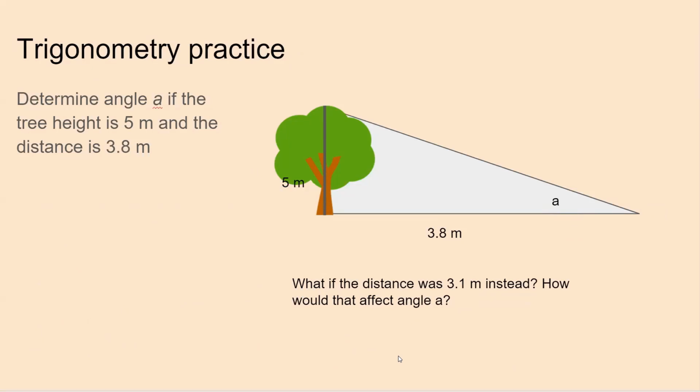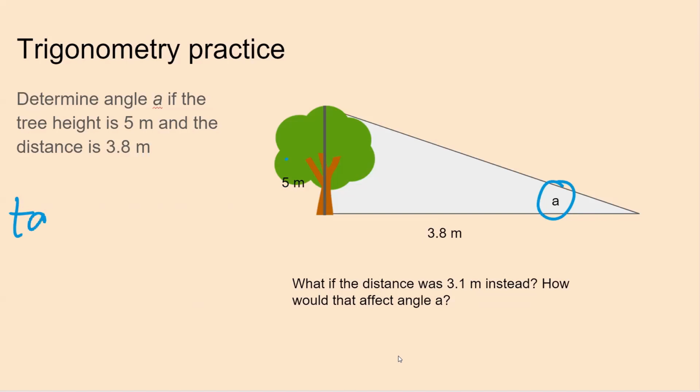Now we have another practice problem. So yeah, we're just going to do the same thing that we did last time, but this time we have to find the angle. We're given the height of the tree and the distance from the tree, but we want to find the angle at which we're looking at the tree from. So over here, we're gonna use tan again.